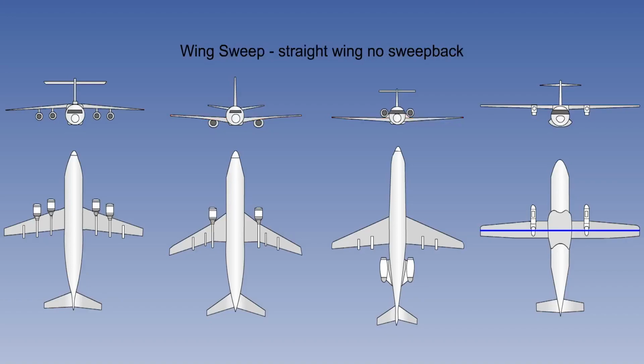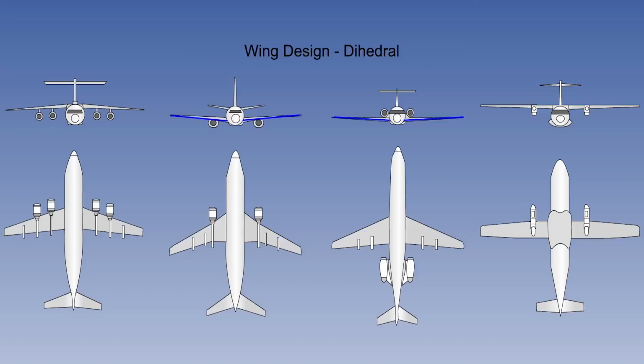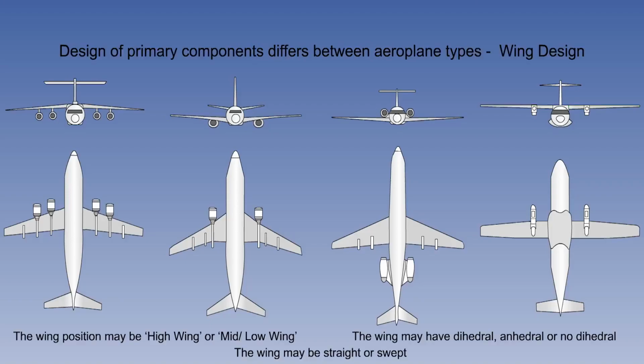The wings may be straight and perpendicular to the fuselage, or be swept backwards, be angled upwards towards the wingtips, which is called dihedral, downwards towards the wingtip, which is called anhedral, or be straight with no slope. Each aeroplane type has a combination of the wing designs outlined above.